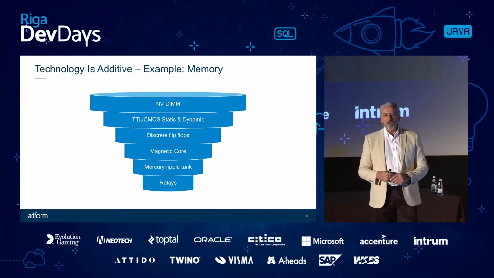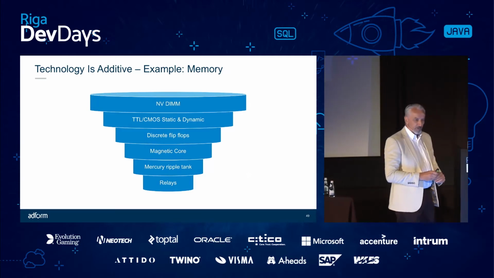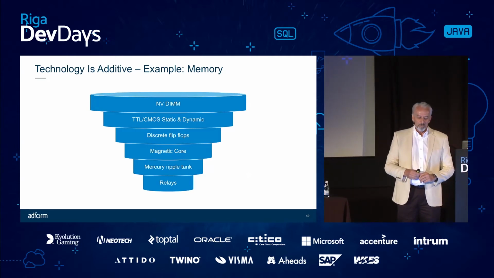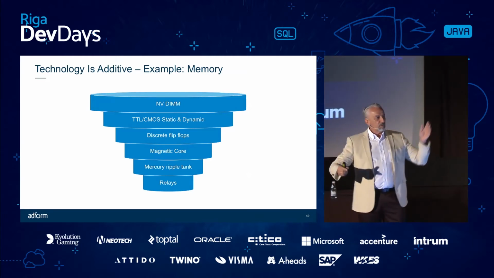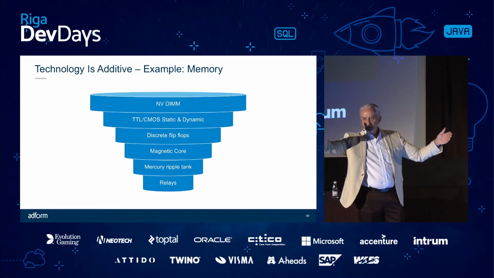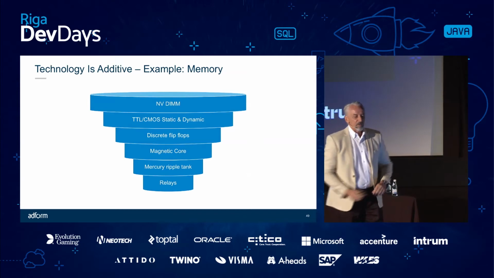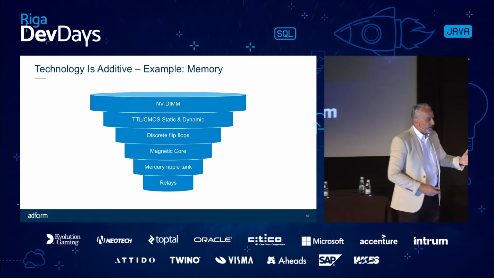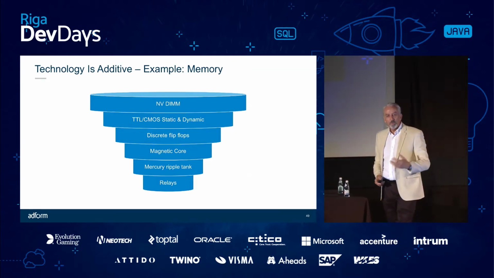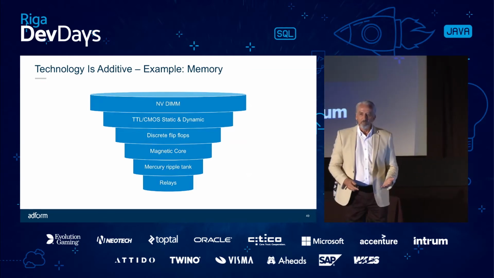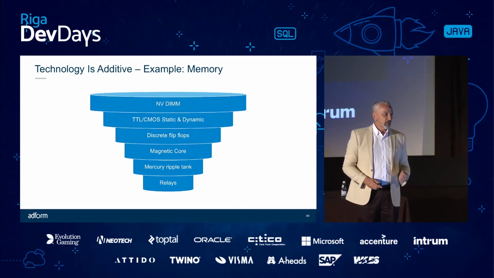So on the screen, I have a hierarchy of the development in memory technology since before I was born. It started out as mechanical relays. Then memory was a series of waves in a ripple tank. You had a transducer at this end and a transducer at that end, and you put bits in memory, and they were actually waves in the mercury ripple tank, and they came out the other end. Then Dr. An Wang invented magnetic cores. And then we went from magnetic cores to discrete flip-flops, and then to TTL and CMOS, static and dynamic RAM.